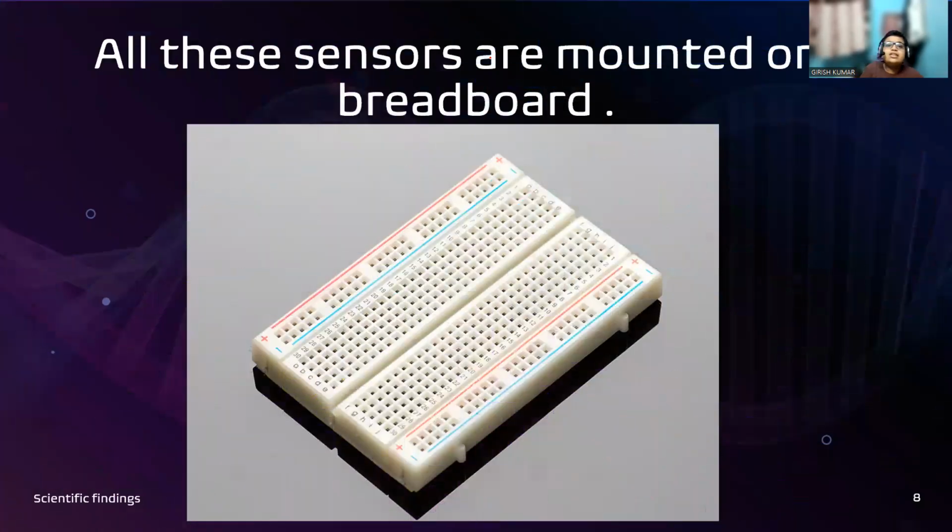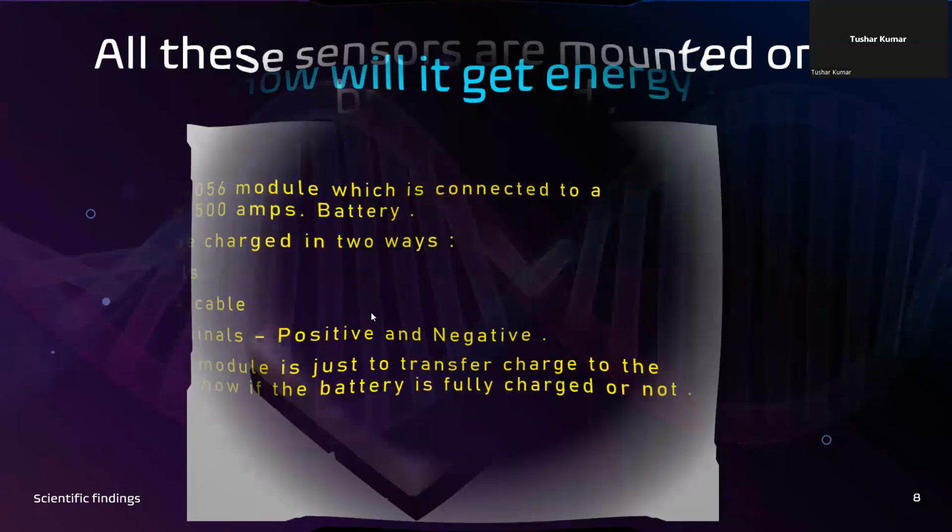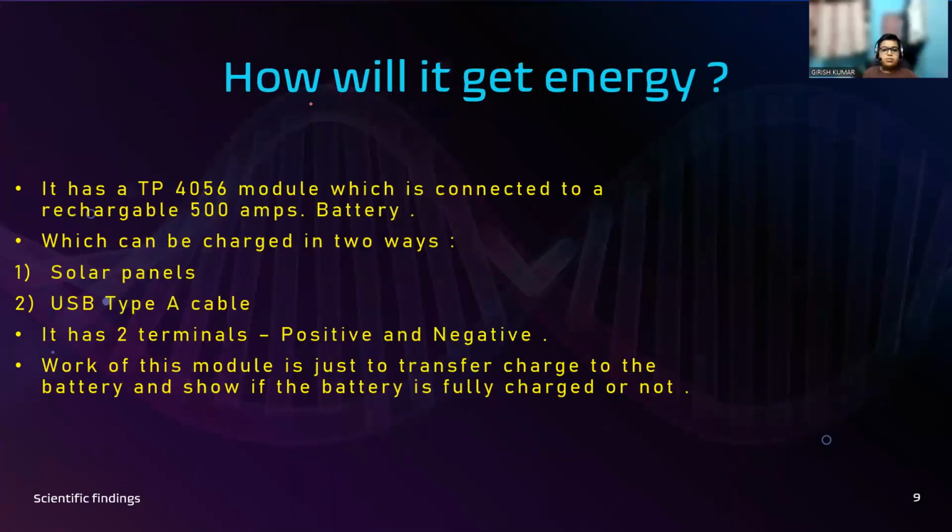This is the breadboard. You can say that it is the motherboard of the satellite. It has parallel connections here, here, and here. There is no connection between this and this, because there is a gap between them. All the sensors are mounted on this, and the battery is also mounted on it. This is called a breadboard.